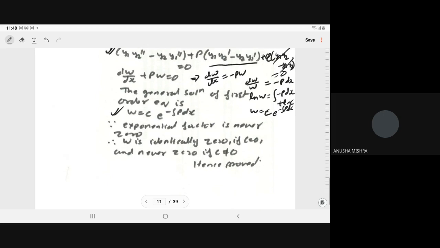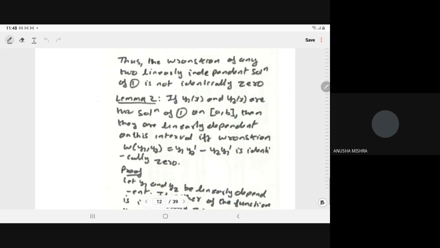So this is an exponential function. You know about the exponential function that it is never zero. So W is identically 0 only when C is equal to 0. If C is not equal to 0, then W is never 0. So depending on C, we have this.